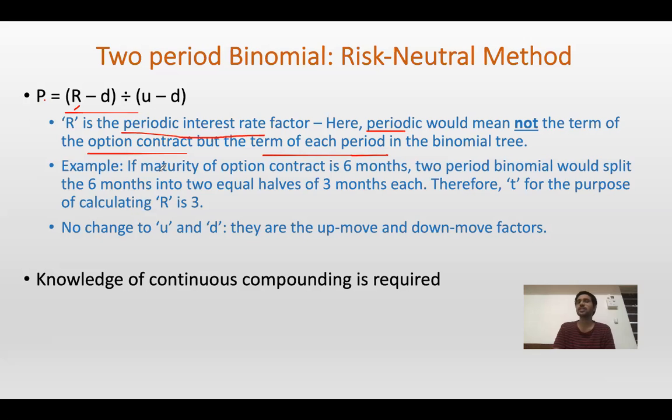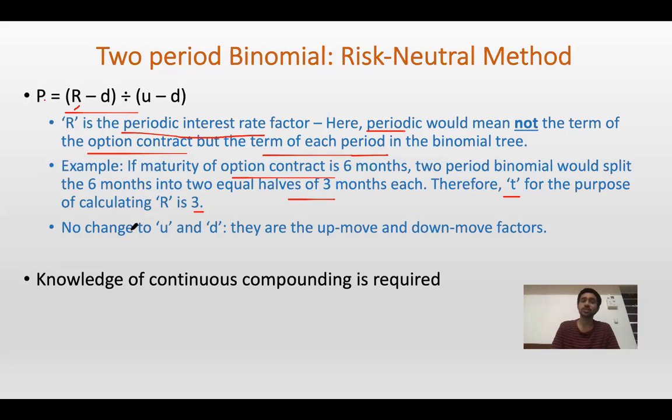So for instance, if the maturity of the option contract is 6 months, a 2-period binomial model will split the 6 months into 2 equal halves of 3 months each. Therefore, for our purpose, t is equal to 3. Even if you've not really understood, I think it's fine. We will be taking an example where it will be very clear.